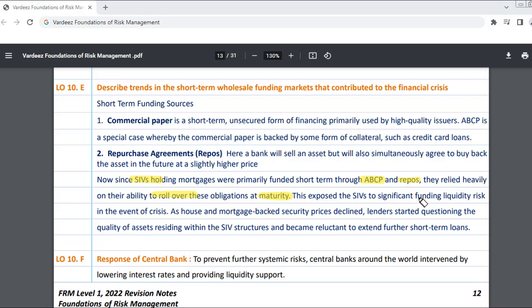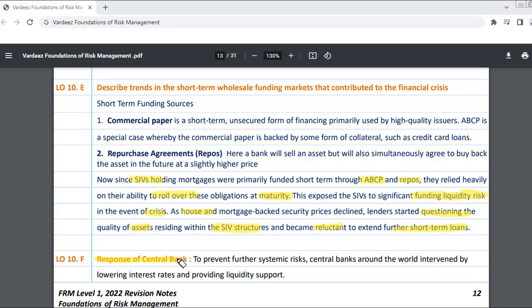So they thought they could continue these short-term funding sources for a long period of time. So there was a significant liquidity risk, funding liquidity risk, in the event of a crisis situation, and this actually happened because as the housing prices declined, the lenders started questioning the quality of assets that these SIVs had on their balance sheet, and the lenders became reluctant to extend any further short-term loans to them. That's how their funding was actually stopped and they could not manage to continue it further.